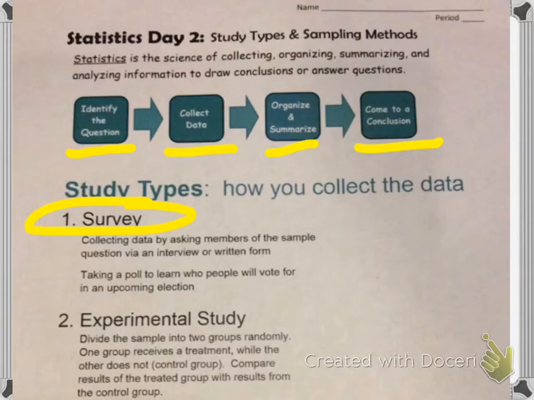The second one we're going to talk about today is an experimental study. What it says right there on your paper is, divide the sample into 2 groups randomly. One group receives the treatment while the other does not, which would be called the control group. Compare results of the treated group with results from the control group. So an experimental study would be where you actually experiment with something. The example they gave you was seeing whether or not a drug would work. So half of the people get the real drug, half of the people get a placebo, meaning a fake drug. And then you determine whether or not that drug worked by comparing the results of the 2 groups.